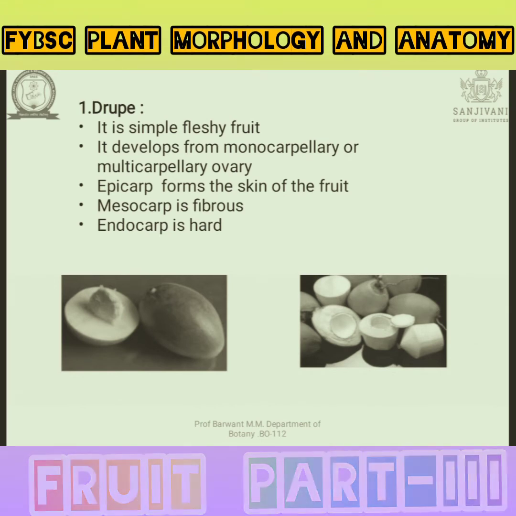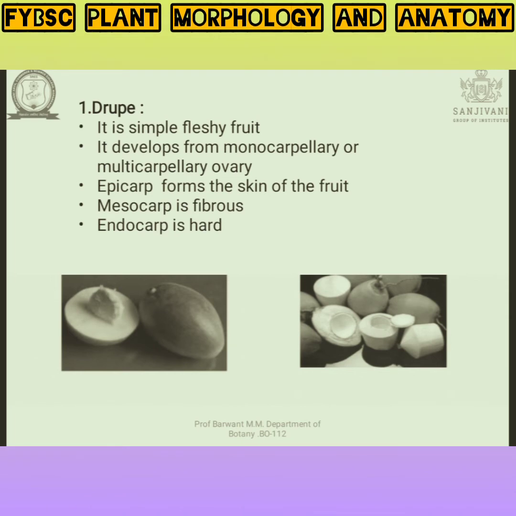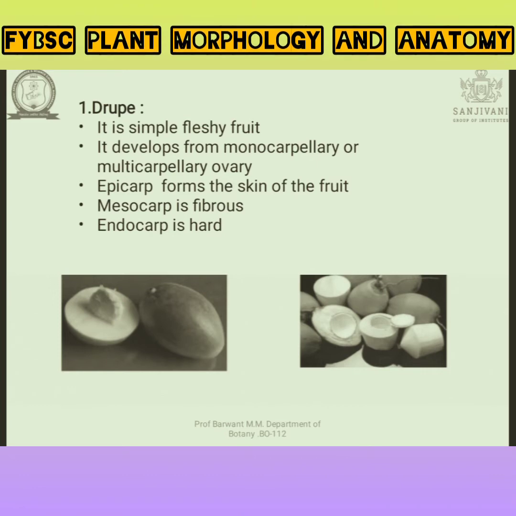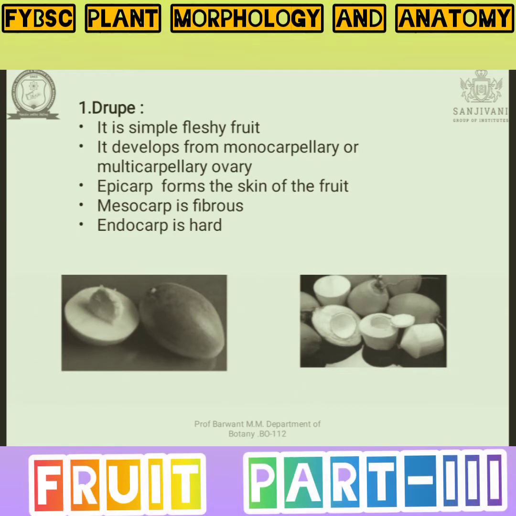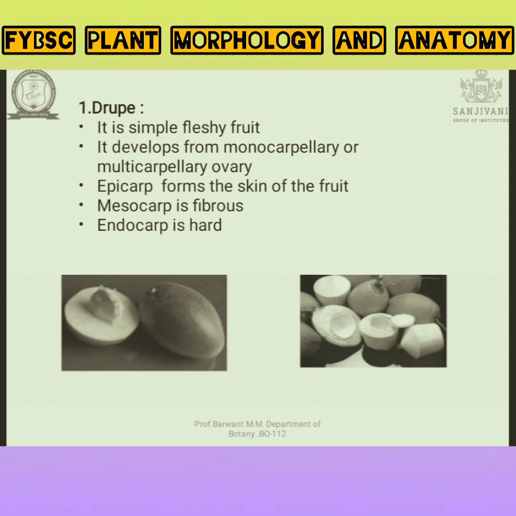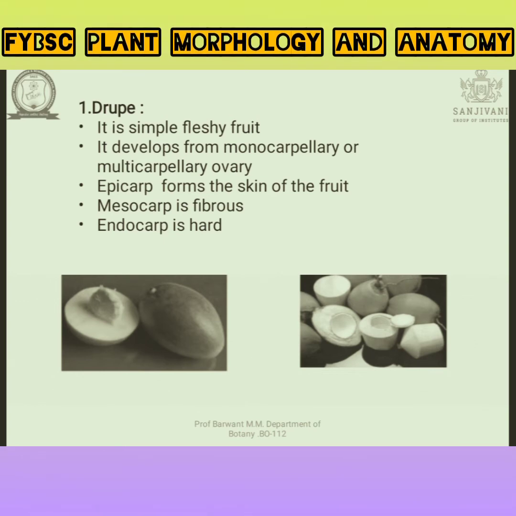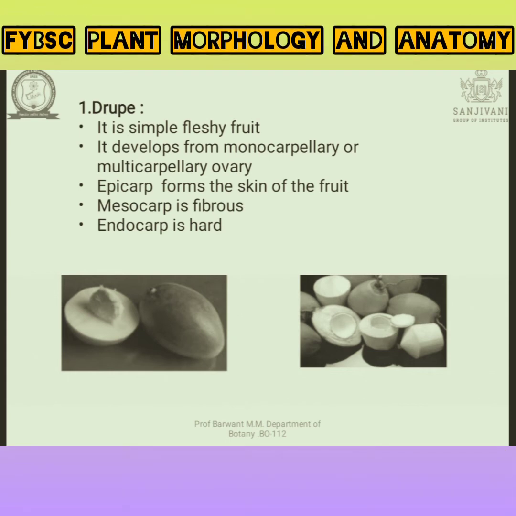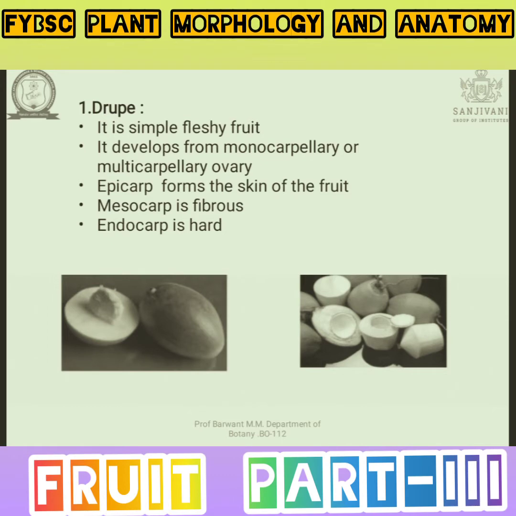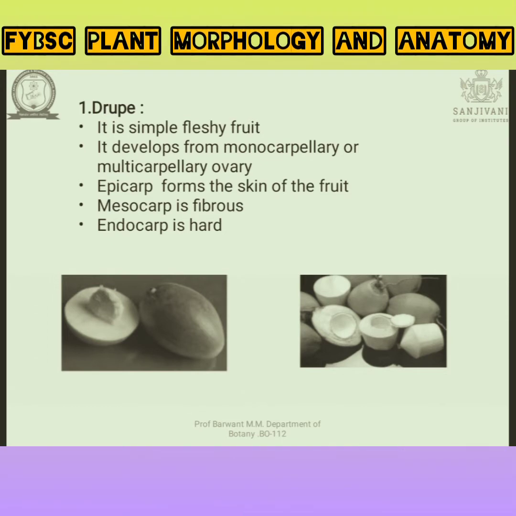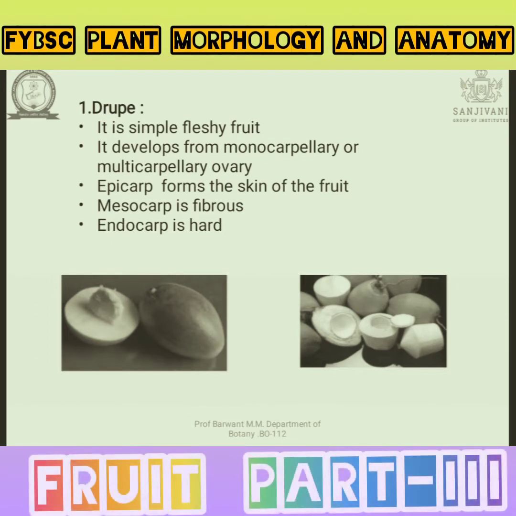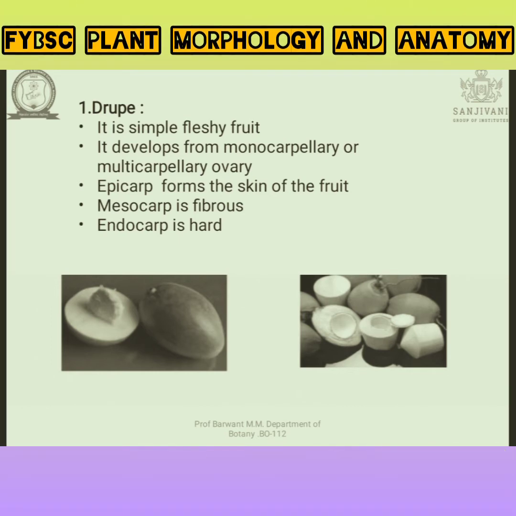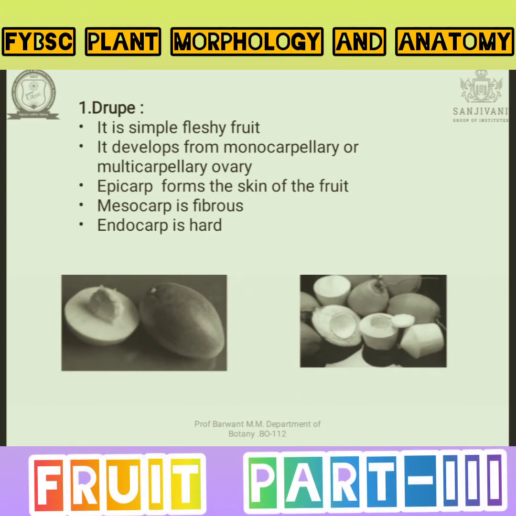These are the simple characters I have explained. The fruit is simple and fleshy, and it is developed from the monocarpellary or multicarpellary ovary. Then I have explained the pericarp characters: first epicarp, then mesocarp, then endocarp. Endocarp is hard, mesocarp is fibrous, and the epicarp forms the skin, which is colorful or green in color. That is known as a drupe fruit. The most and best example is the coconut.